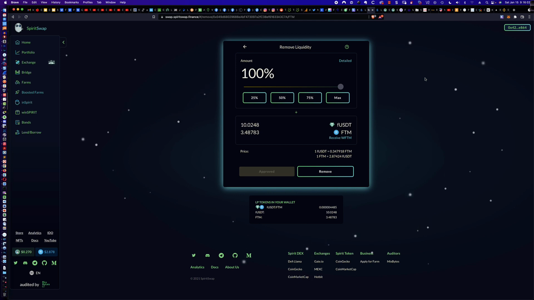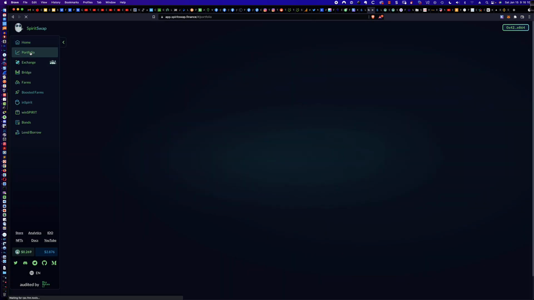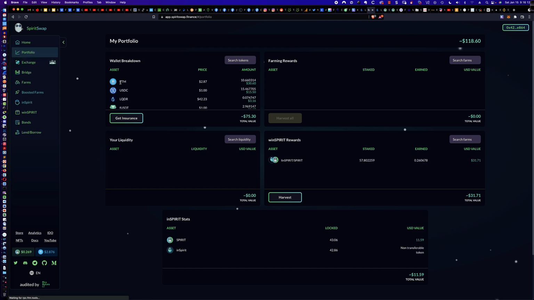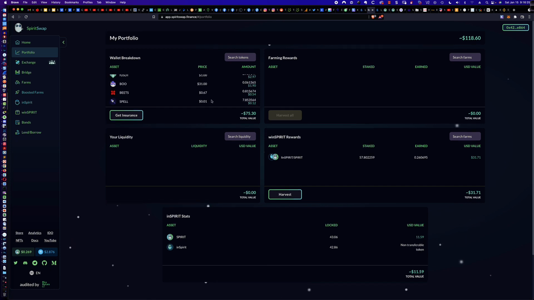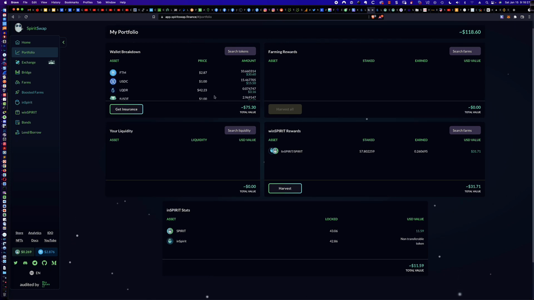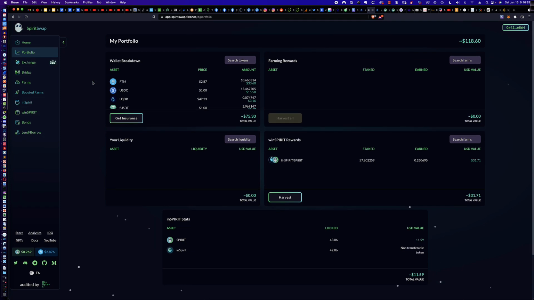Okay, so we've now split the pair. So let's go click on portfolio to see, okay, well, where is it? So there's the 10 FTM, and let's come down and take a look at the FUSDT. So those totals are the same. So the question is, well, where did that go? What's the token that it got swapped out to?